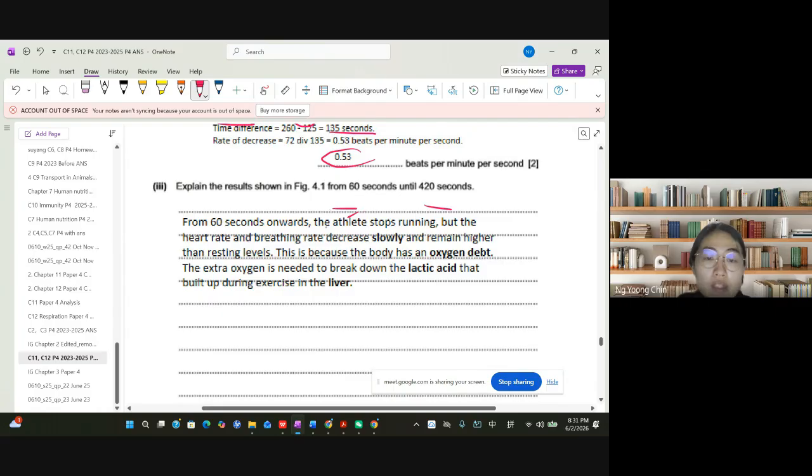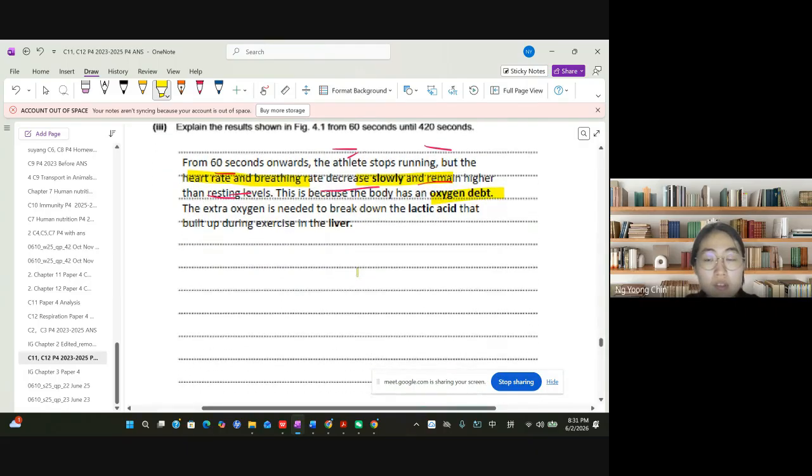So from the 60 second onwards, the athlete would stop running, but the heart rate and breathing rate decrease slowly and remain higher than the resting level because the body has an oxygen debt. So you require extra oxygen to break down the lactic acid built up during exercise in the liver. Remember the keywords: heart rate and breathing rate decrease slowly and remain higher, and has an oxygen debt, to break down the lactic acid built up in exercise in the liver.